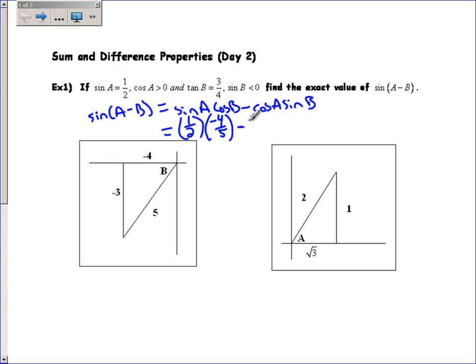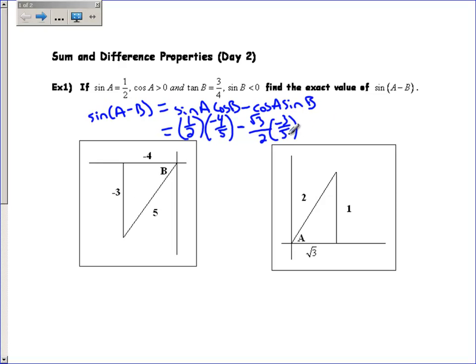And then minus the cosine of A was not given to me, but from angle A here I can see that the cosine of angle A is the square root of 3 over 2, and the sine of angle B was not given to me, but I could figure it out. It's -3/5.